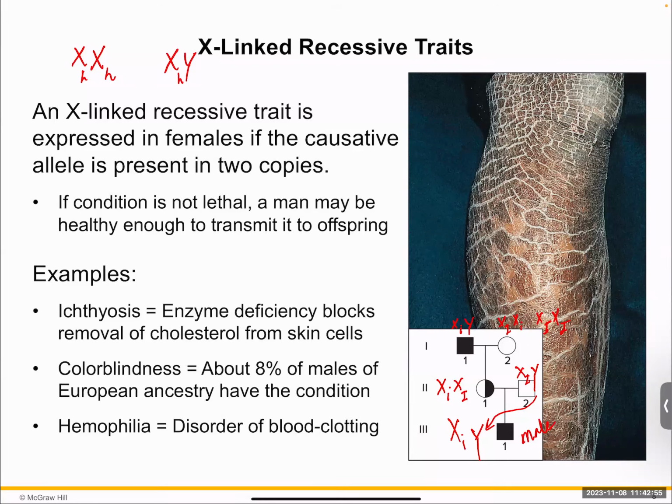Now, the other medical condition that's X-linked recessive is color blindness. About 8% of the males of European ancestry have this condition. And again, notice in females it is not as high, or very uncommon, because it is X-linked recessive, which means you have to have two recessive copies on your X chromosomes for it to be observed in females. And hemophilia is another one.